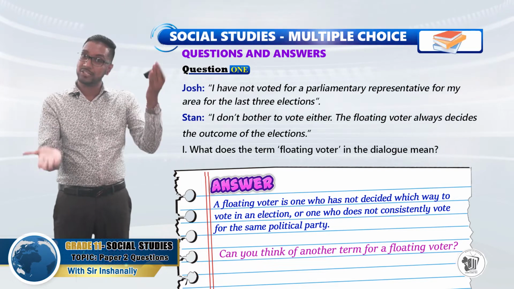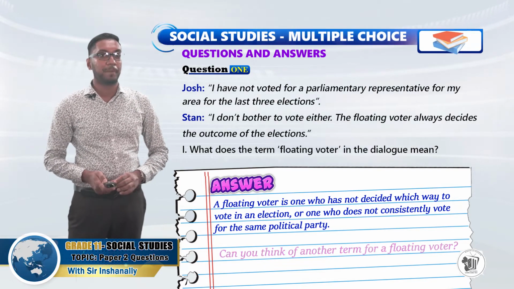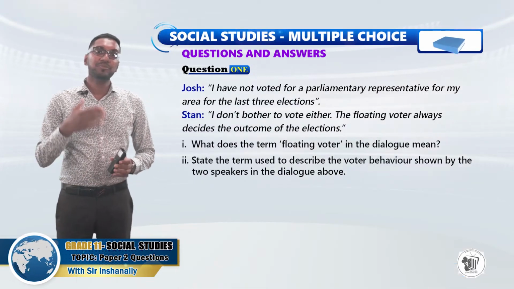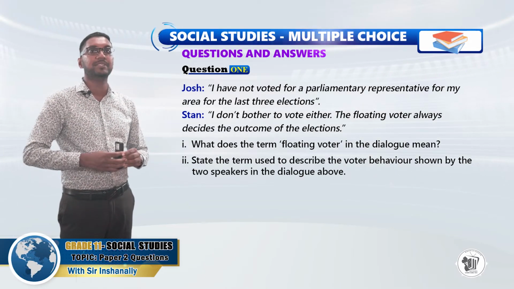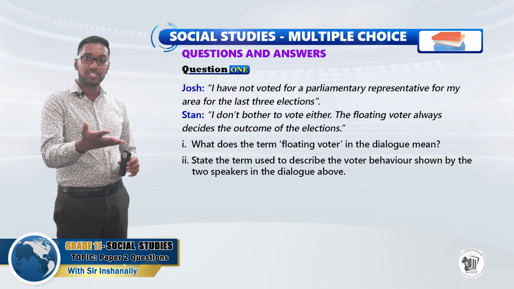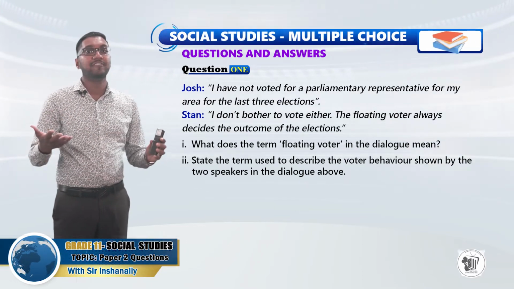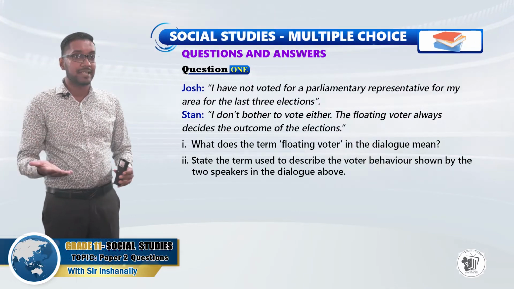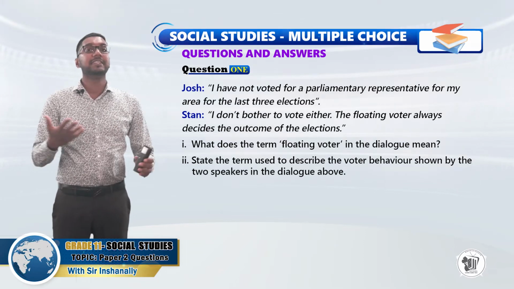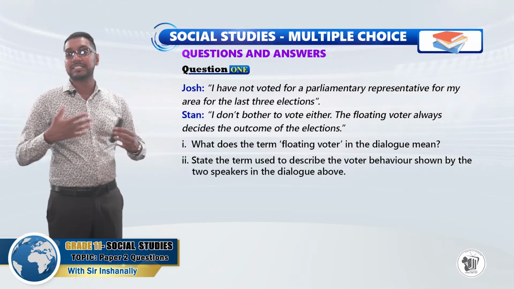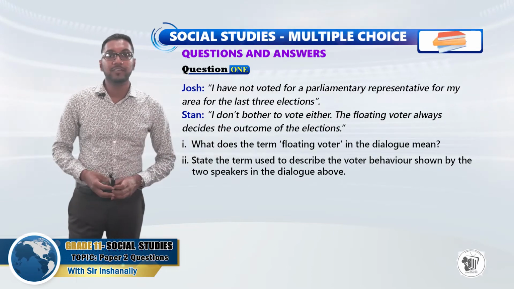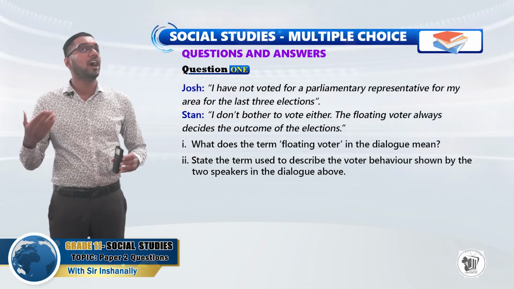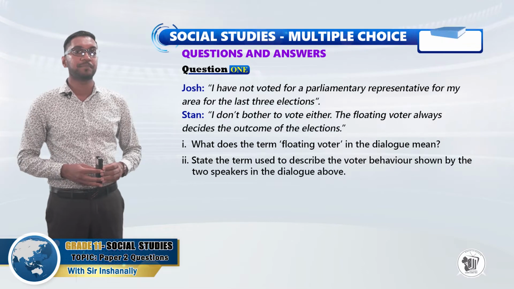Swing voter, not sure who to vote for. Now, we're going to question 2 as it relates to this very same dialogue. So we had Josh who said that he did not vote for a parliamentary representative for his area in the last 3 elections. Stan says, I don't bother to vote either. The floating voter always decides the outcome of the elections.